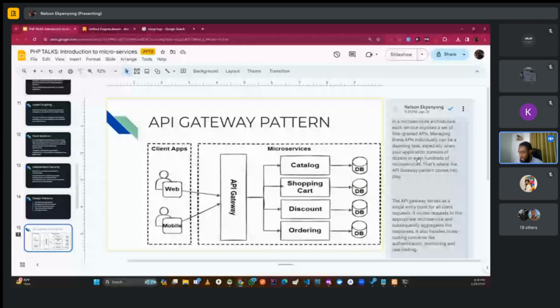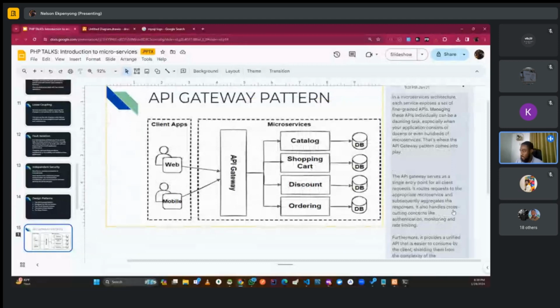It routes requests to the appropriate service and subsequently aggregates the responses. It also handles cross-cutting concerns like authentication, monitoring, and rate limiting.